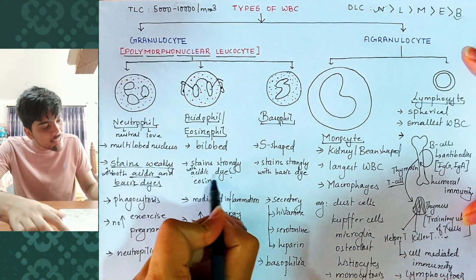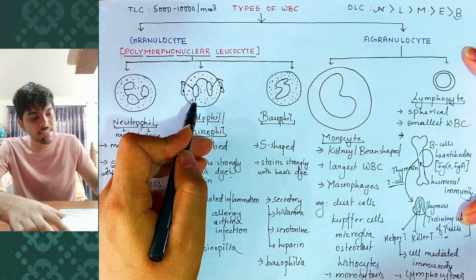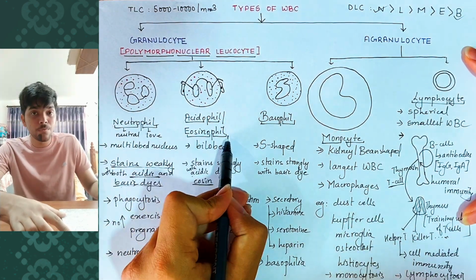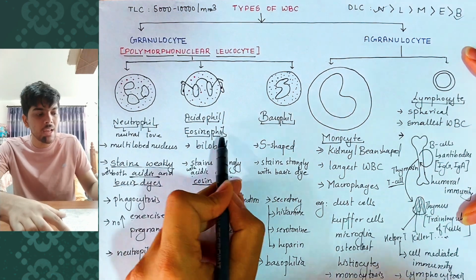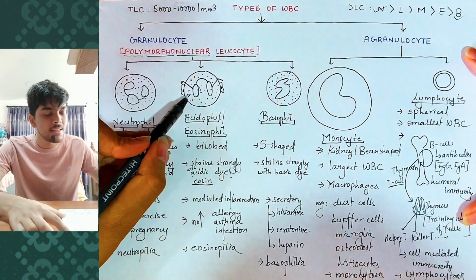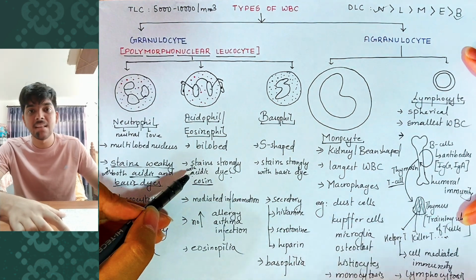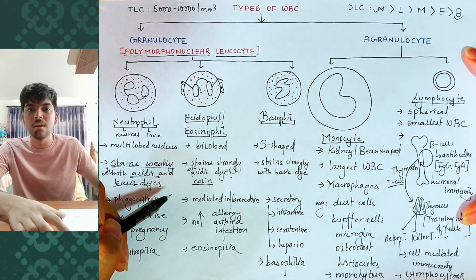And the acidic dye that is used to stain this cell is called eosin. That's why it's also called eosinophil, where eosino refers to eosin and phil means love. That is, this particular cell loves eosin or gets stained strongly with eosin.